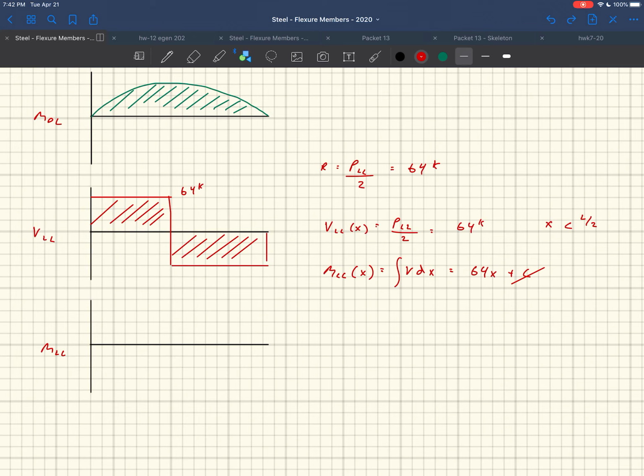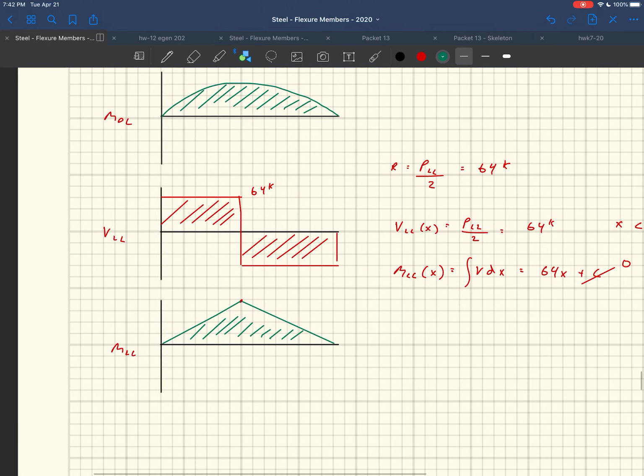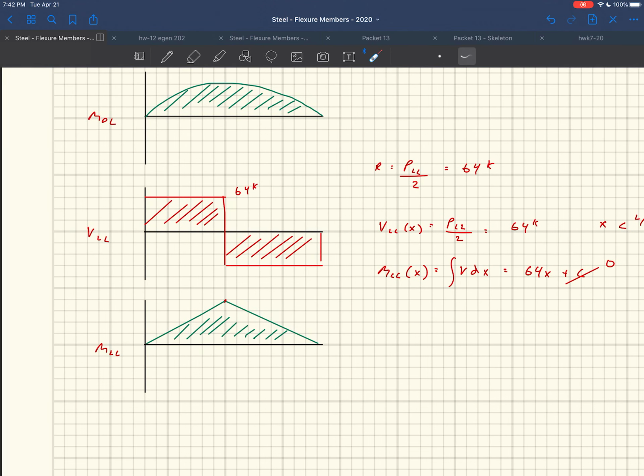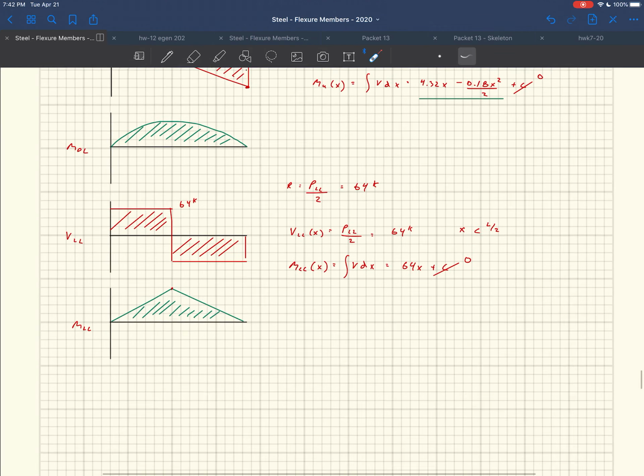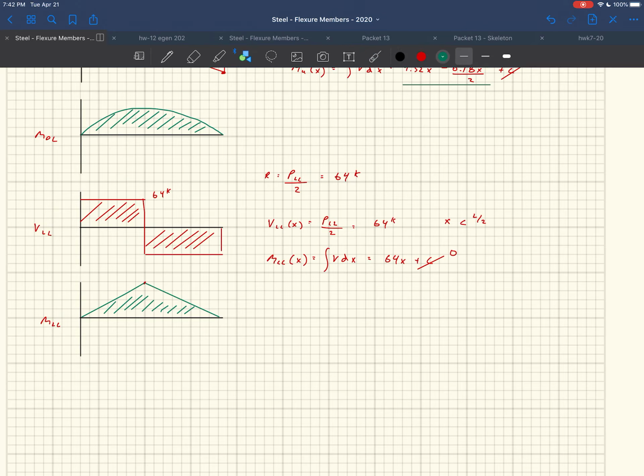This is going to be 64x, right? And that's only up to L over 2, so it's going to look like this. I'm going to do that in a moment with green. That's what our moment diagram is going to look like. Once it goes past L over 2, it's going to do something different, but you can see that it has a slope of 64 going up and then a negative slope of 64 going down. So there's our moment equation for the live load, 64x.